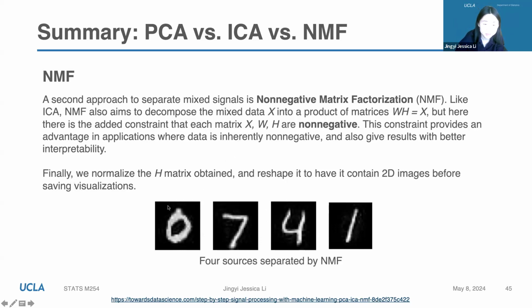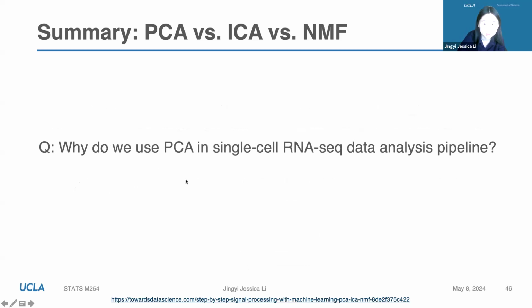So this is based on the H matrix obtained and reshaped to have the 2D images before saving the visualization. So you see that the four sources separated by NMF are very nice. Okay, actually I already answered this question.